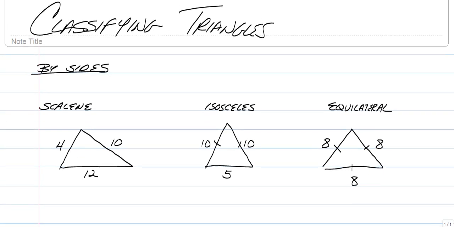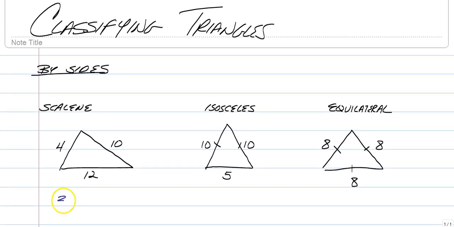A scalene triangle means it has three different side lengths. That's what a scalene triangle does. So we have a 4, 10, 12. They add up to a grand total of 26, but that's not what matters. It's just the fact that they have three different side lengths.